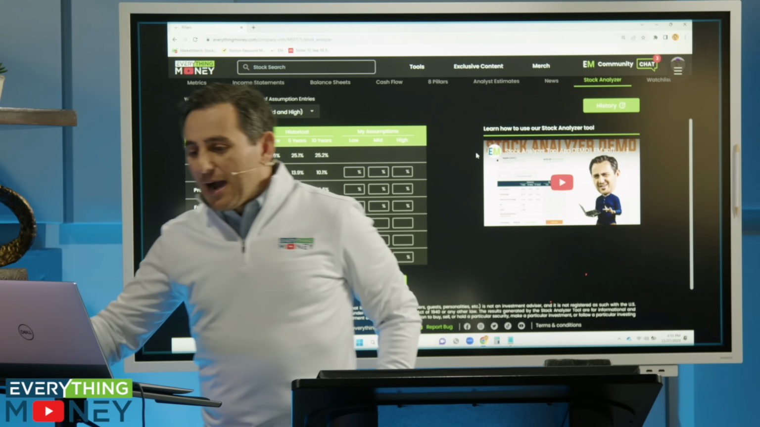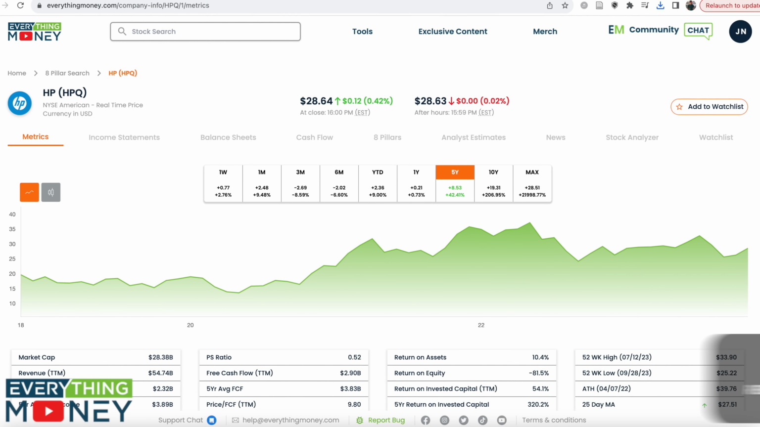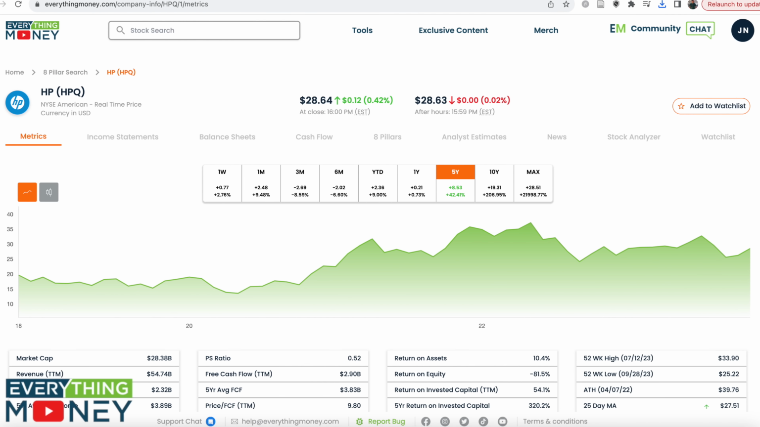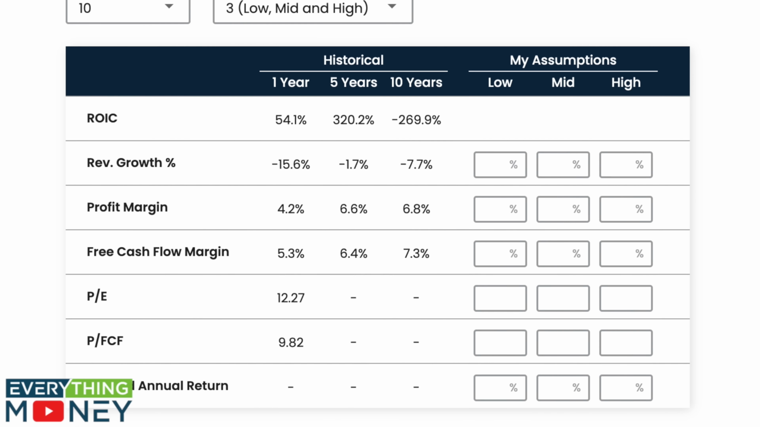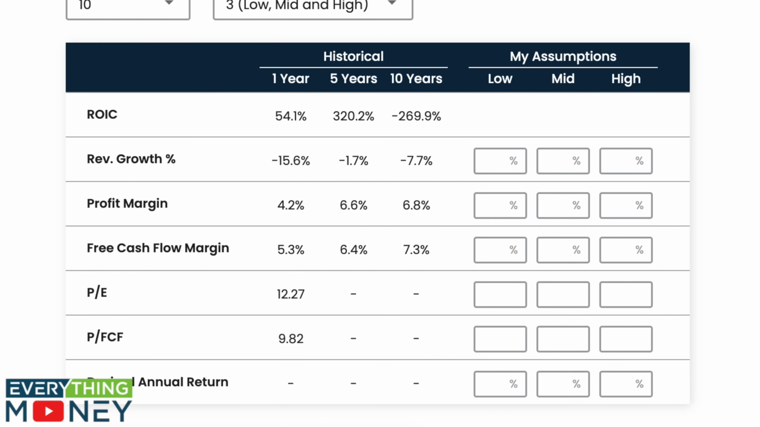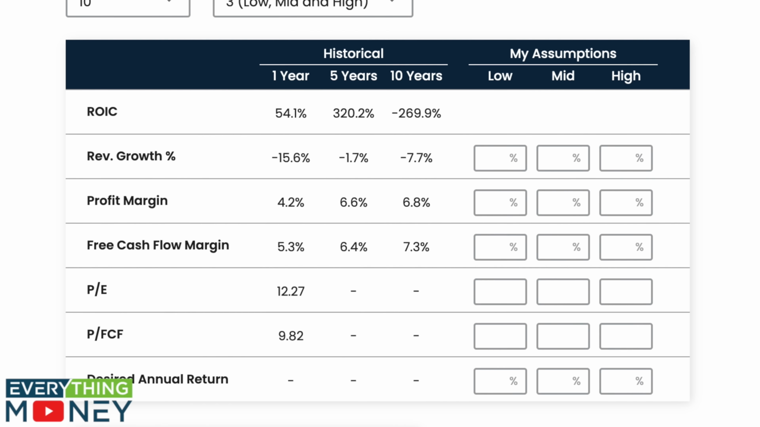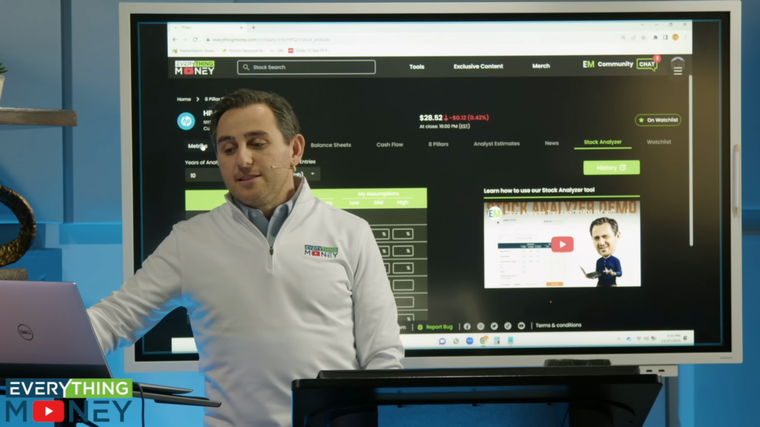Now, I will show you one company I own and how it applies to me. Hewlett-Packard, HPQ. This is a company not sexy, not growing a lot, but look at this ROIC. 54% in the last year. It's like 300 some percent in the last 5 years or whatever it is. In 10 years, it's a little bit skewed, and even the 5-year number is skewed. But the 1-year number of 54%, I look at that saying, listen, they're doing a good job.